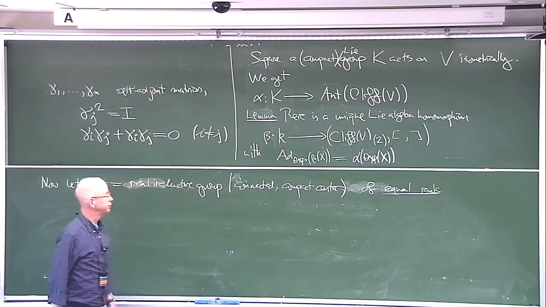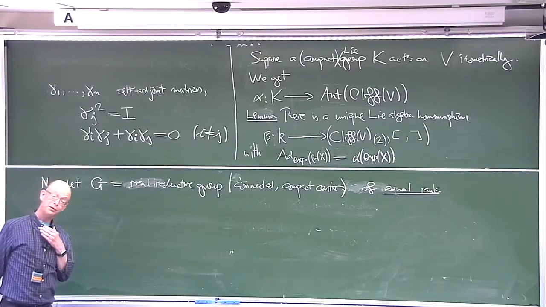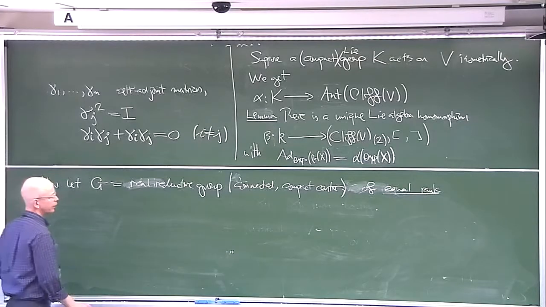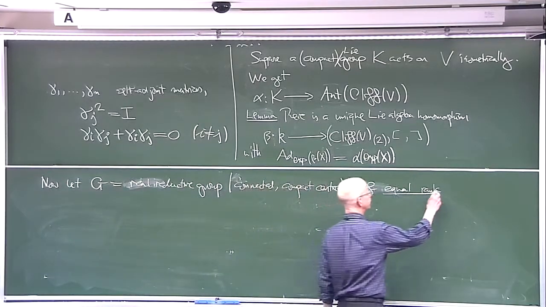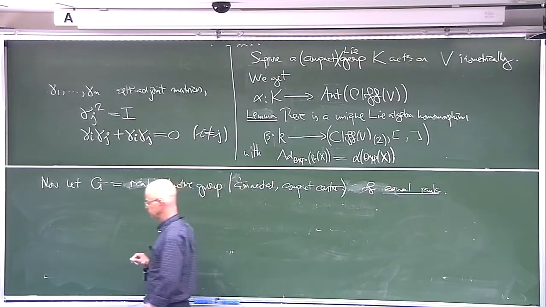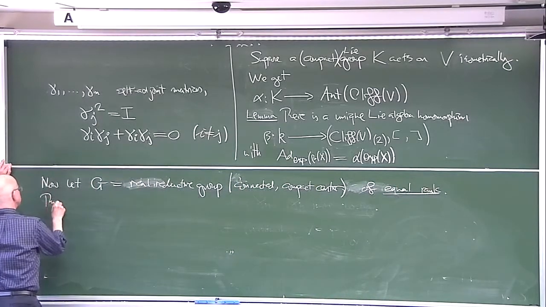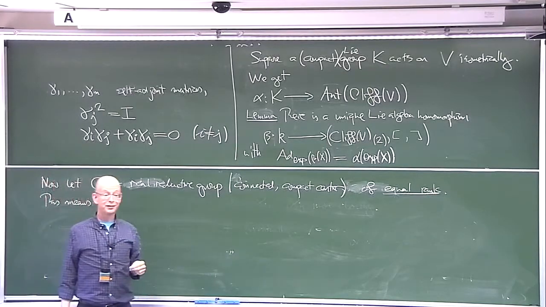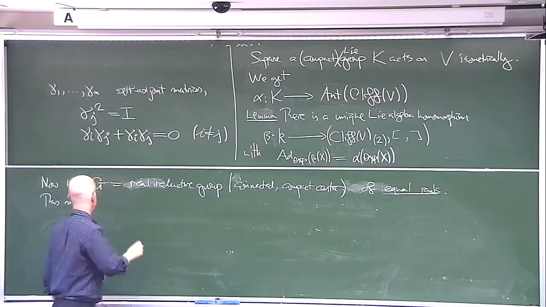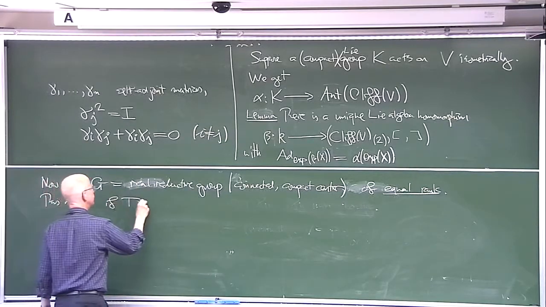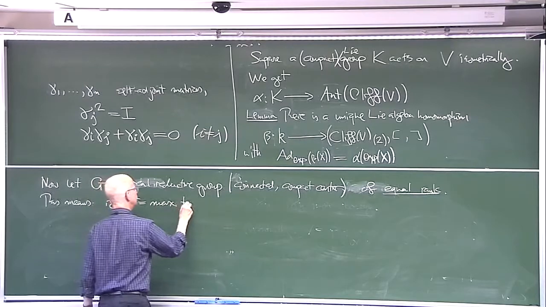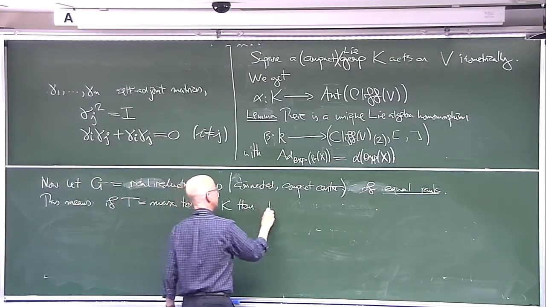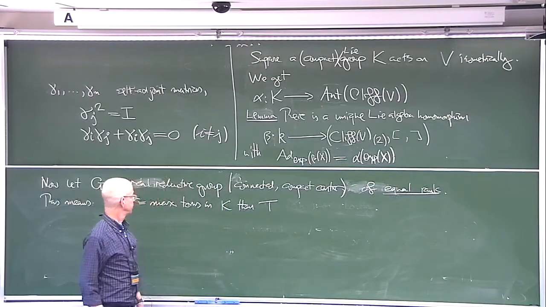And again, this is to make my life as simple as possible, maybe make your lives as simple as possible too. So what does equal rank mean? This is the condition which guarantees that the group has these famous discrete series representations. It means that if T is a maximal torus in K, then T is basically maximal abelian in G.